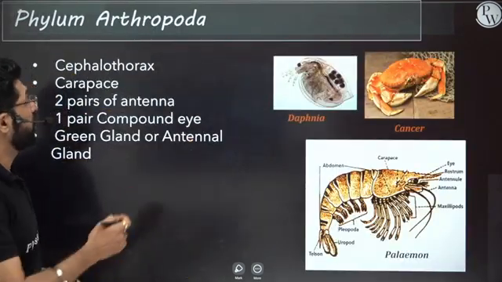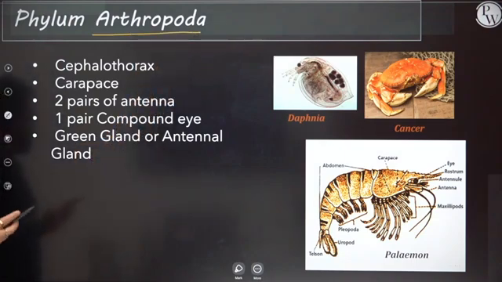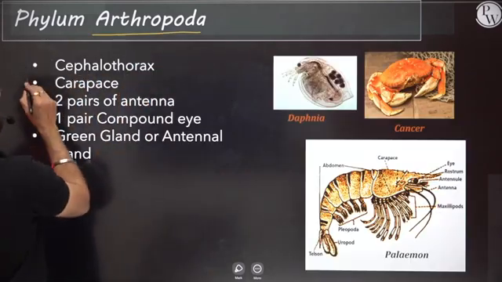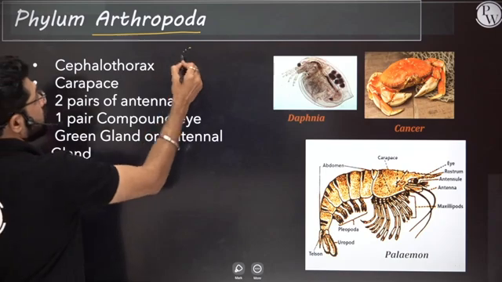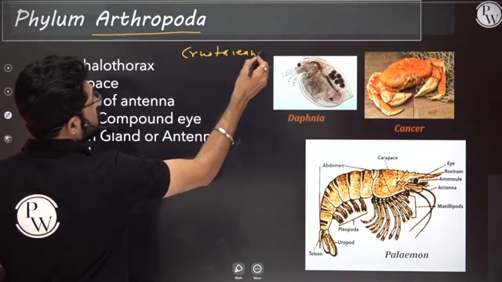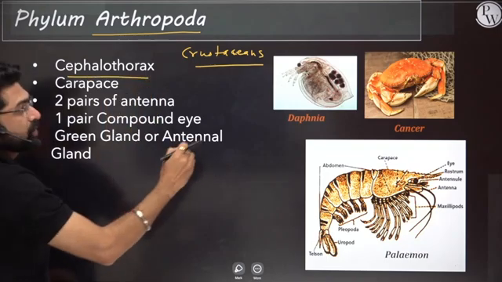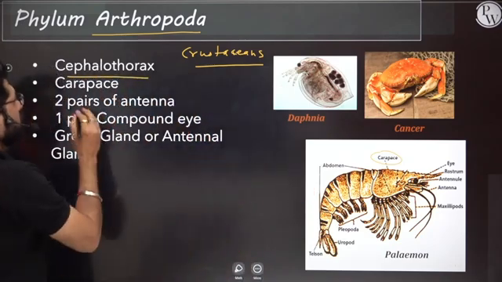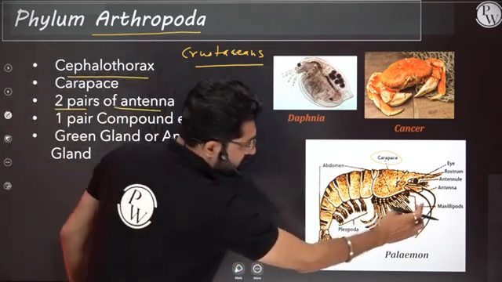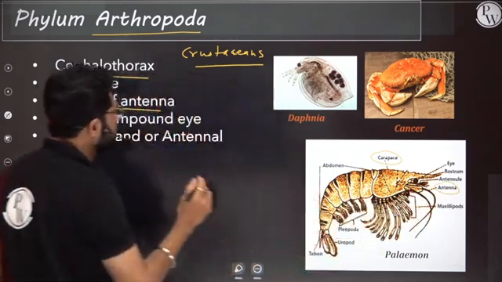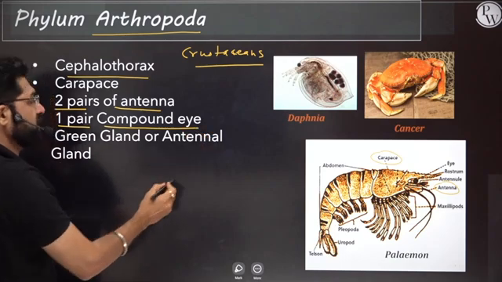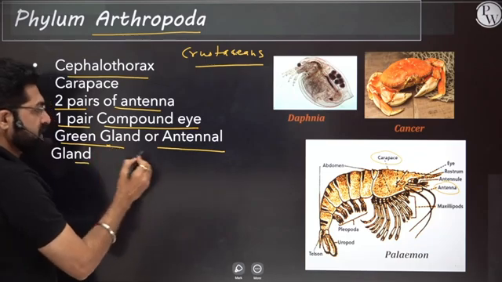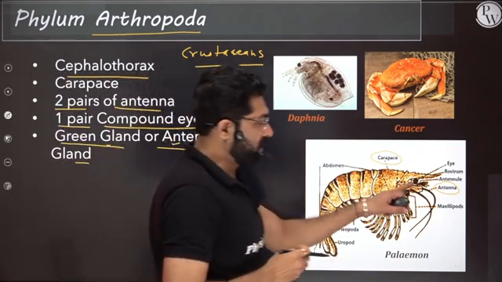Now the next phylum is Arthropoda, which we'll discuss now. First, the crustaceans. Crustaceans are characterized by a cephalothorax, which is covered by a carapace in the prawn. Two pairs of antennae are present. One pair of compound eyes is present, and the excretory organ is the green gland, also called the antennal gland because it is present in the antennae region.